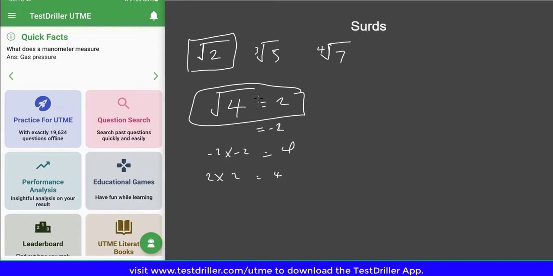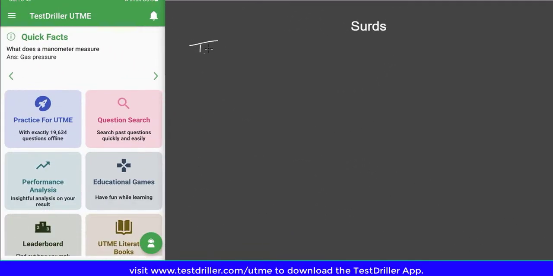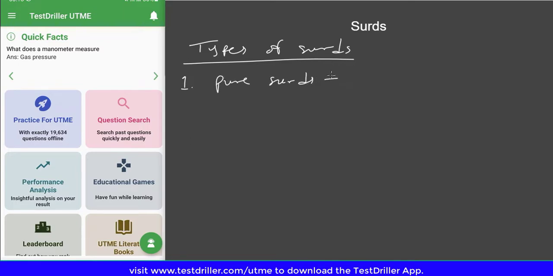Okay, so we've introduced surds. Now the next question is, what are the various types of surds? So let's talk about the types of surds. Now we have pure surds. What are pure surds? They are surds that consist of the root of a single integer that cannot be broken down further. So these are pure surds, right? And you can't get the actual root of them. So these are pure surds.